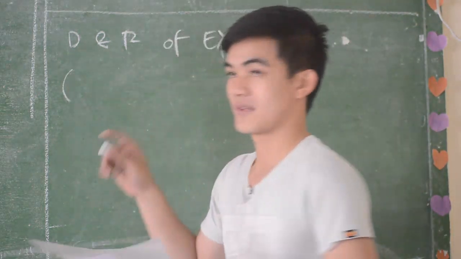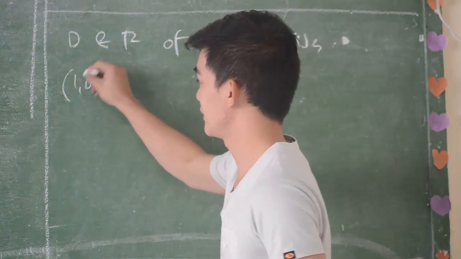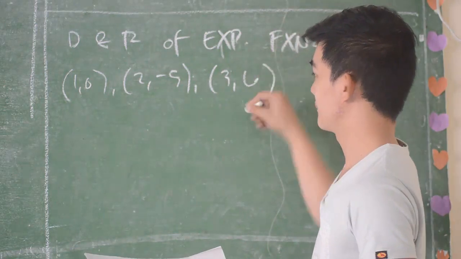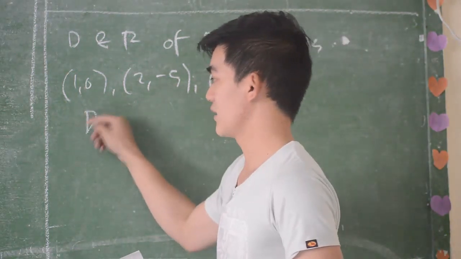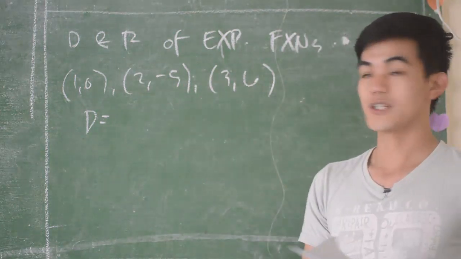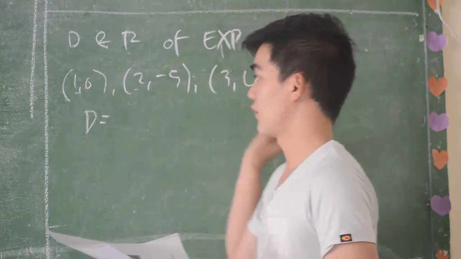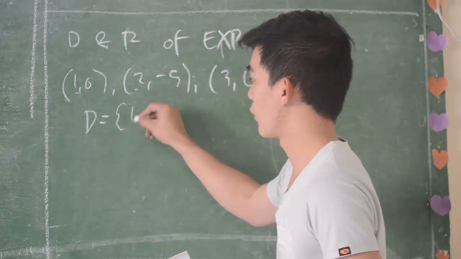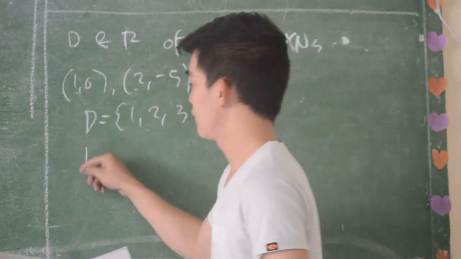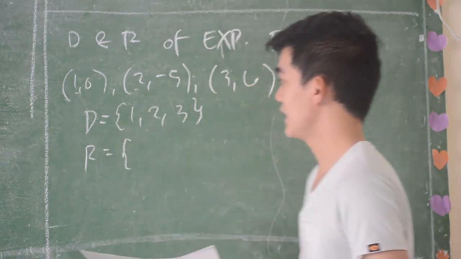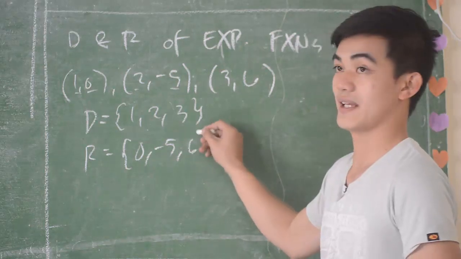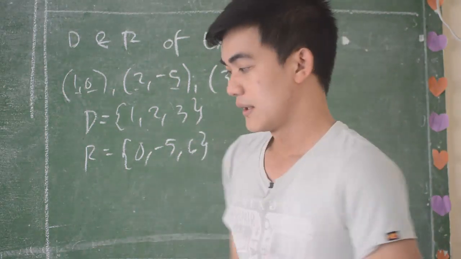Suppose we have a set of ordered pairs (1, 0), (2, -5), (3, 6), and we are tasked to get the domain of the function represented by these ordered pairs. Then the domain is the set of all x, so this is the set containing 1, 2, and 3, right? And for the range, this will be the set containing all the y values, which are 0, -5, and 6.